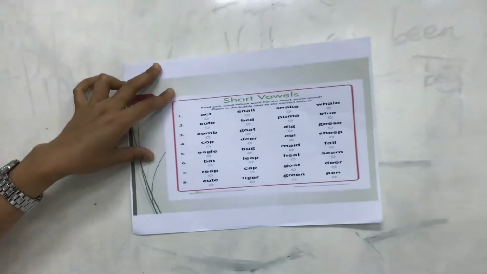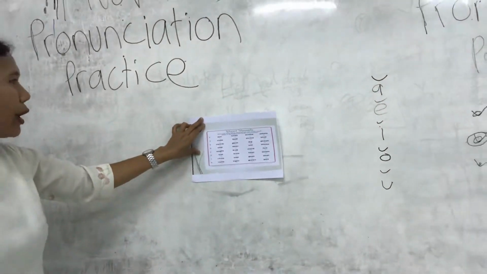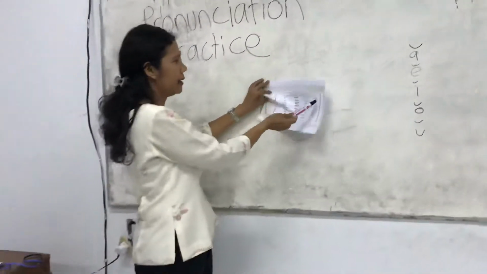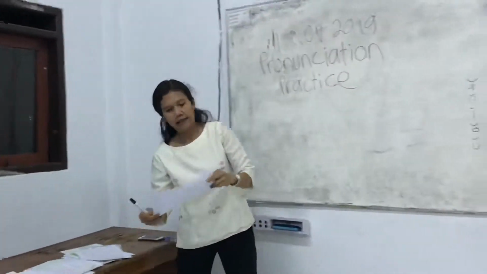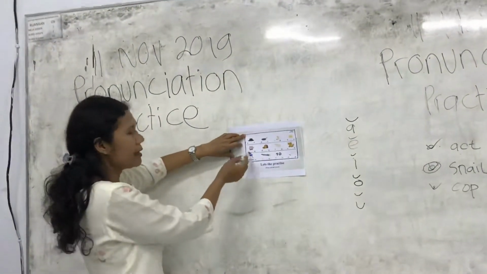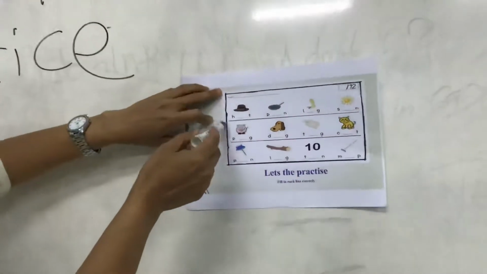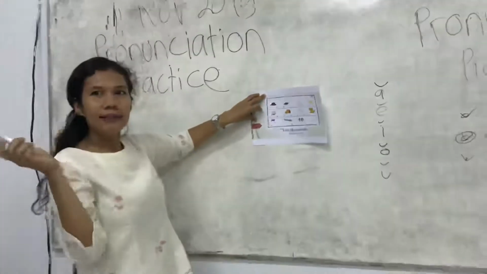I know my friends are very clever to know this short vowel. Right? Yes. You can see? You can see? No. Yeah, because it's number one.